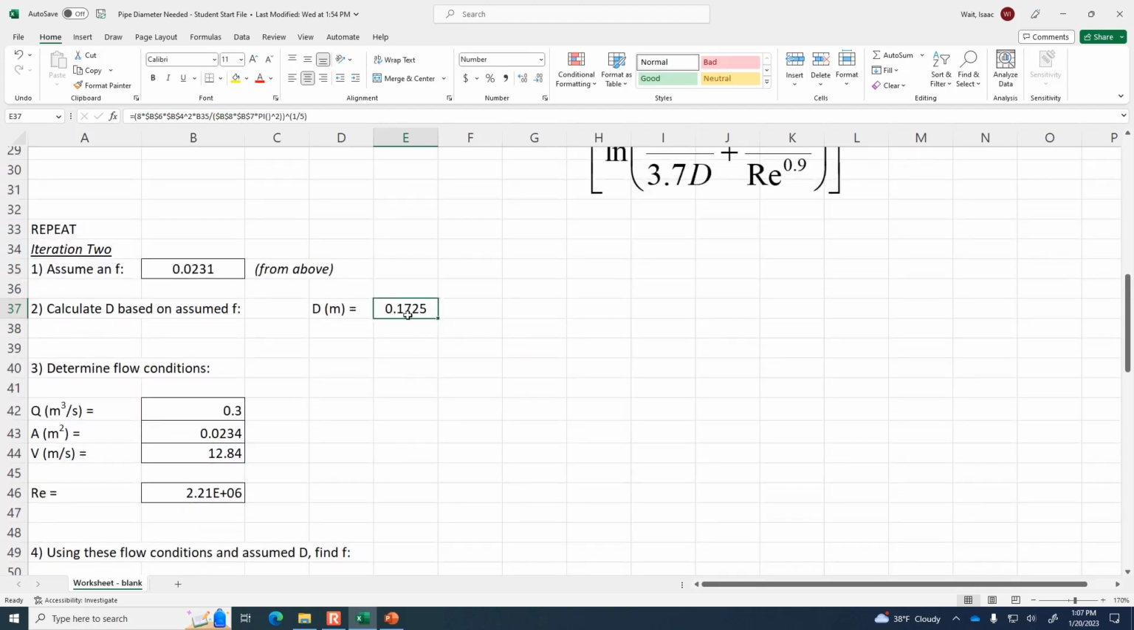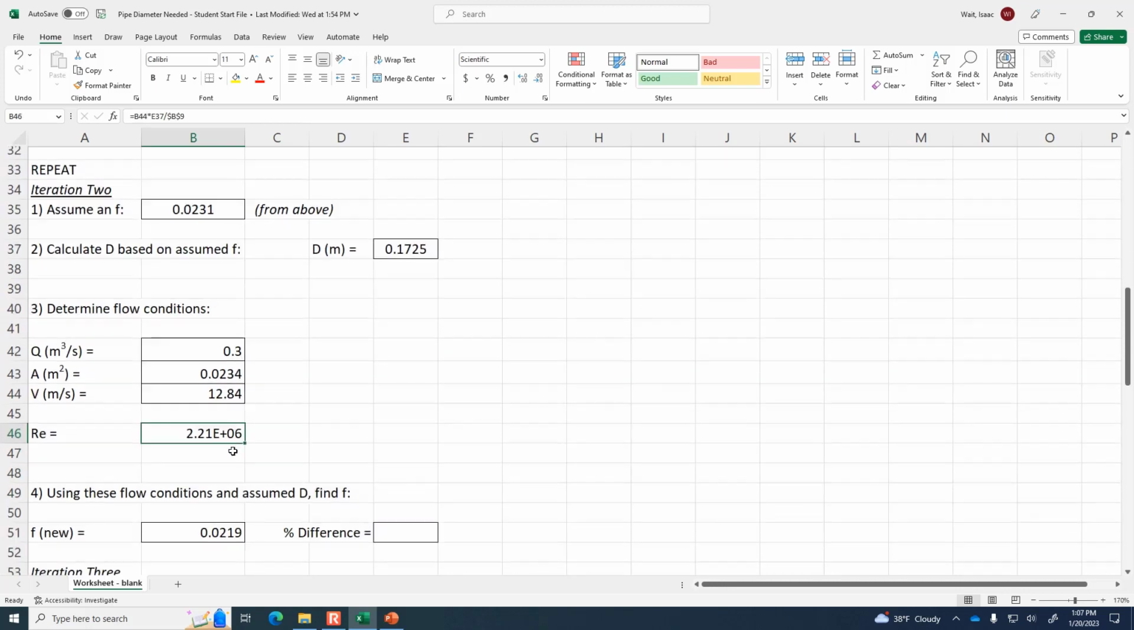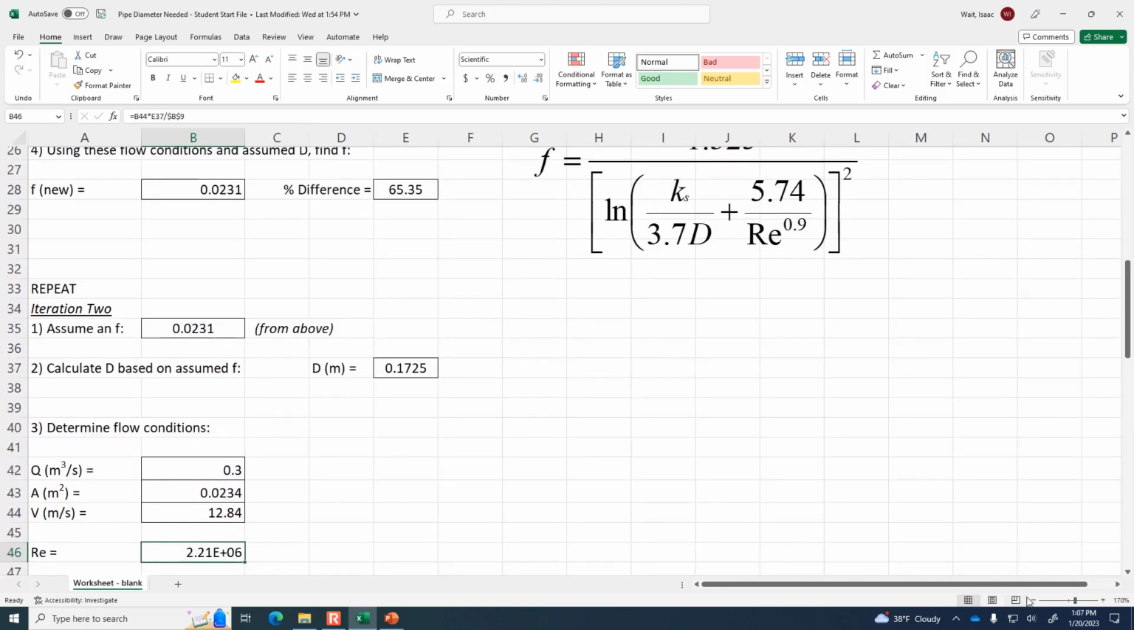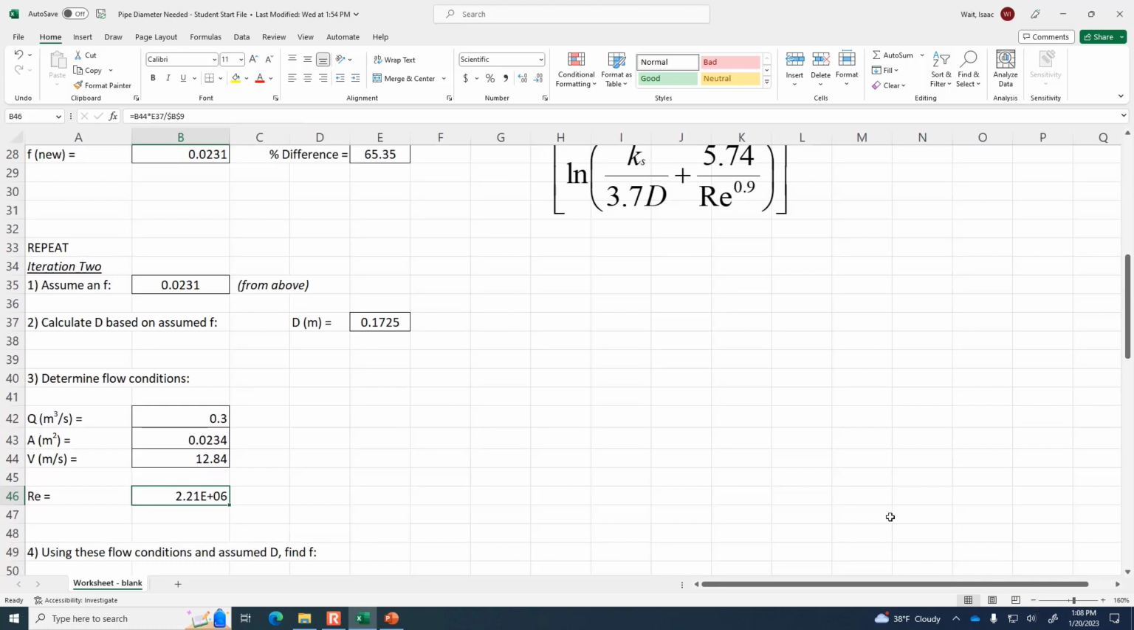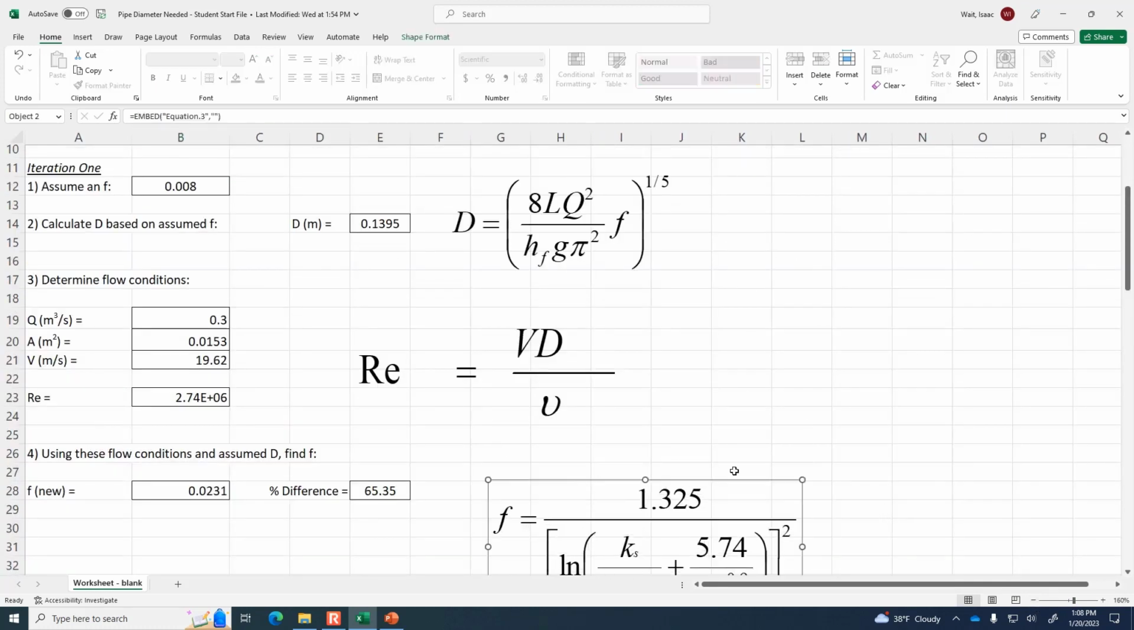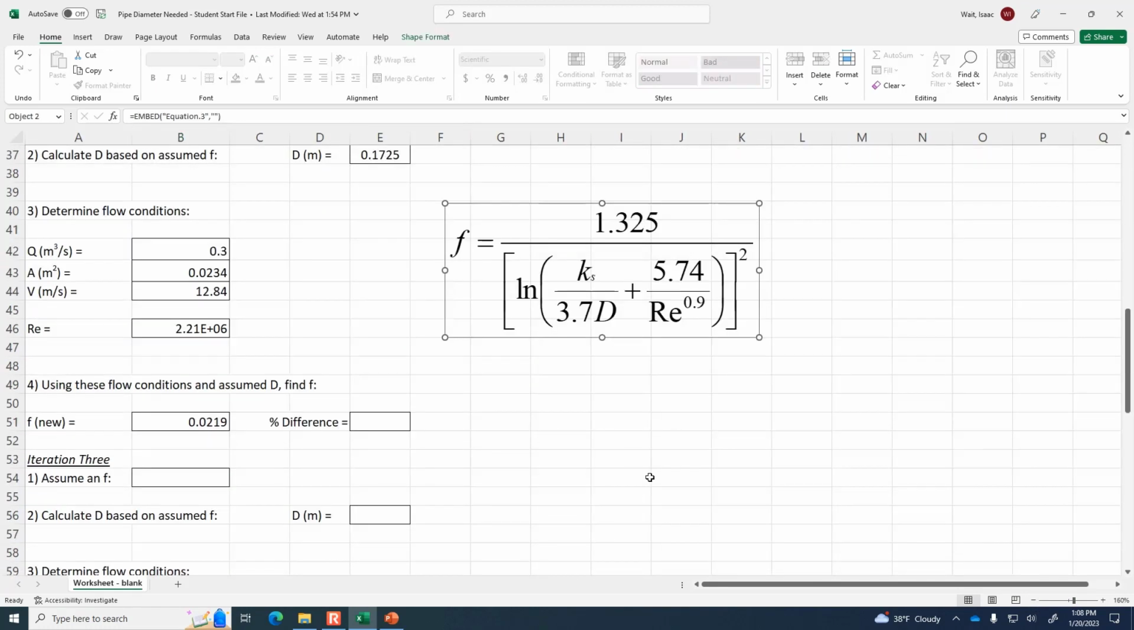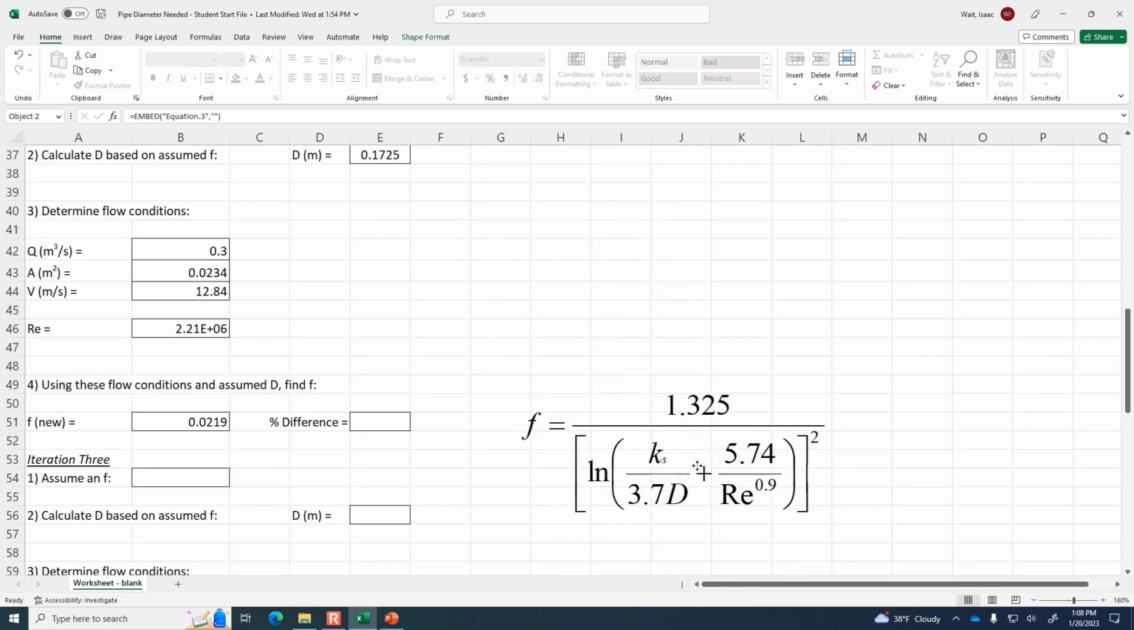And so now with this better guess of the diameter, we calculate what's the velocity with this new pipe size. And with a new velocity comes a new Reynolds number. And then that enables us to calculate an improved F value. So here's the formula for the F value. I don't really need the formula because I'm just going to end up pasting the equation from before. So we have a new F value.